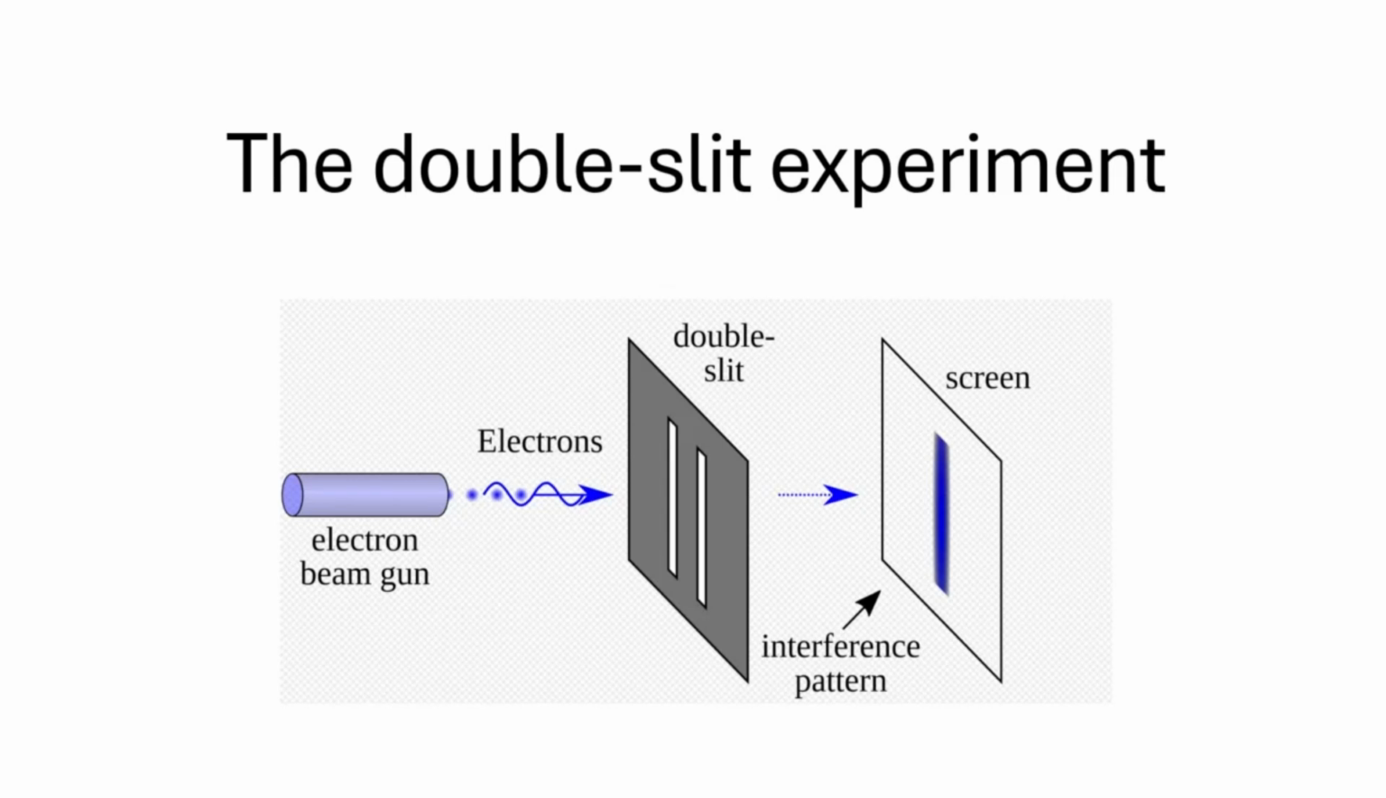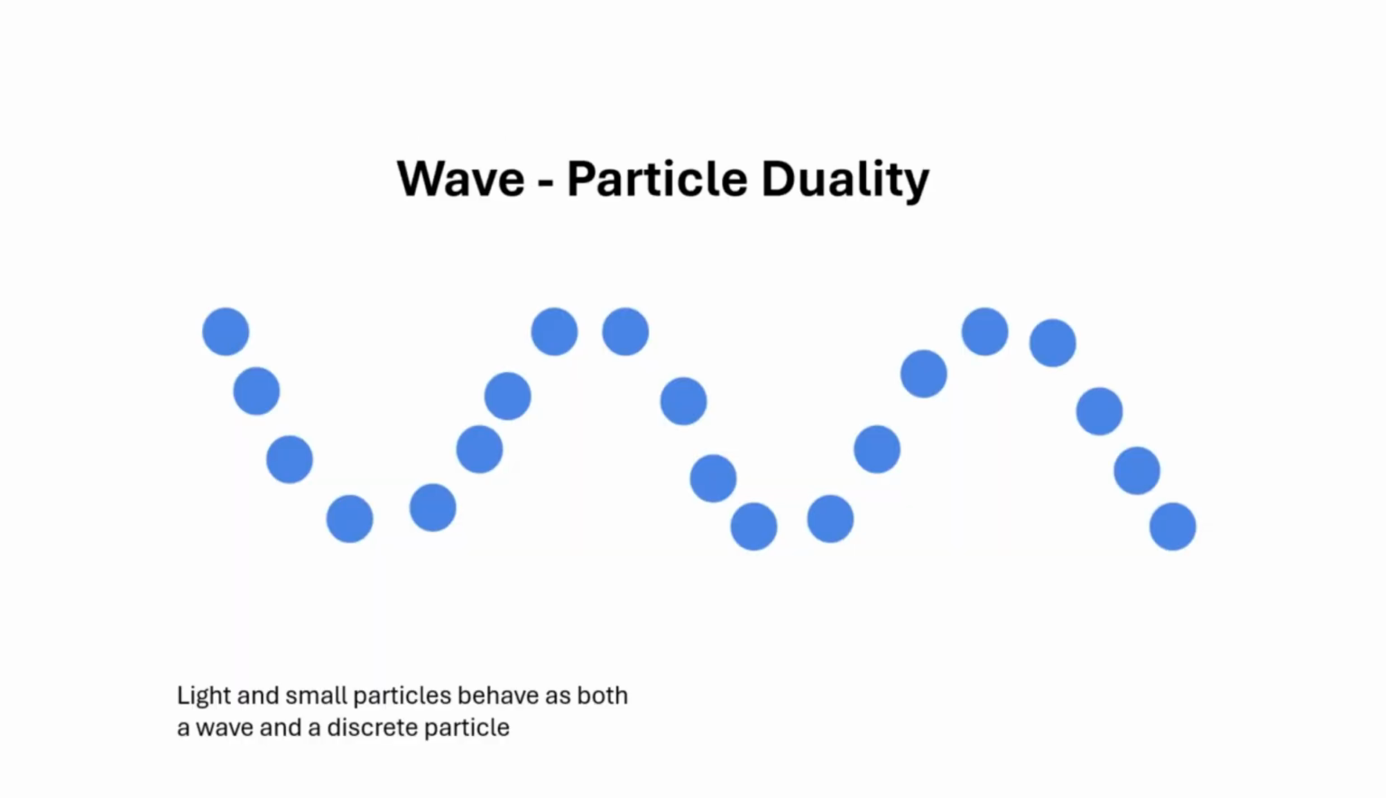Hello everyone, let's go over the double-slit experiment. For some background, wave-particle duality is a concept in quantum mechanics that says light and matter behave as both a particle and a wave. This concept was largely founded by the findings of the double-slit experiment.